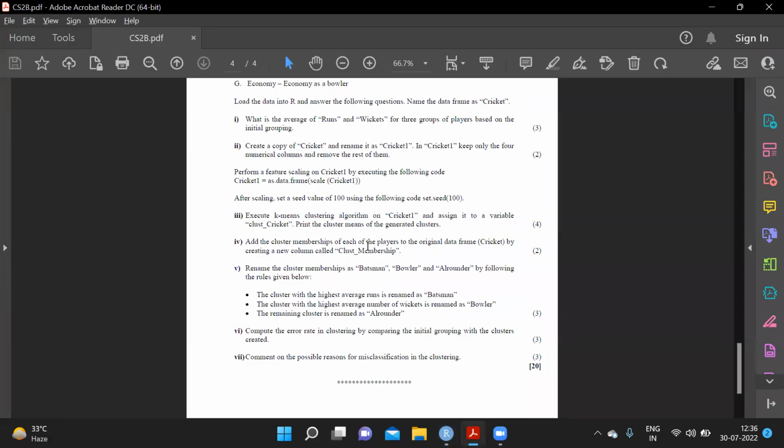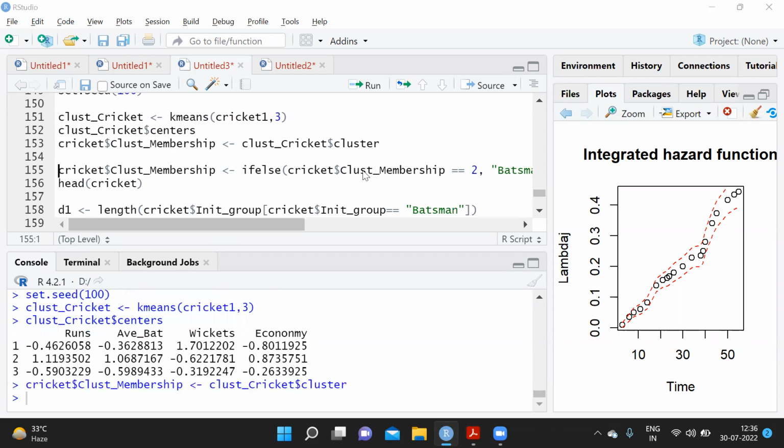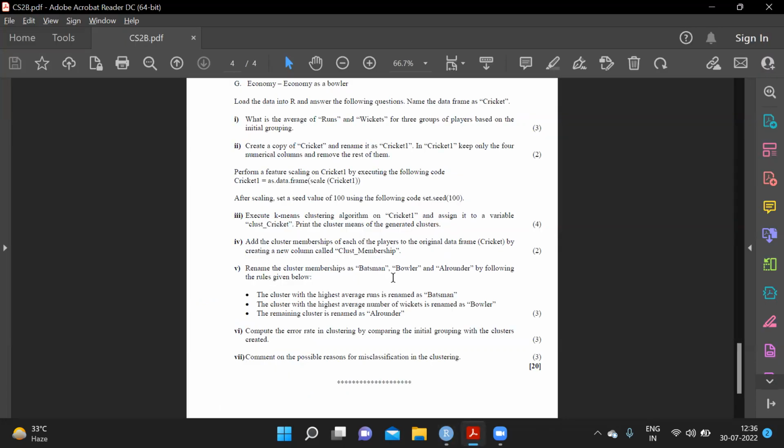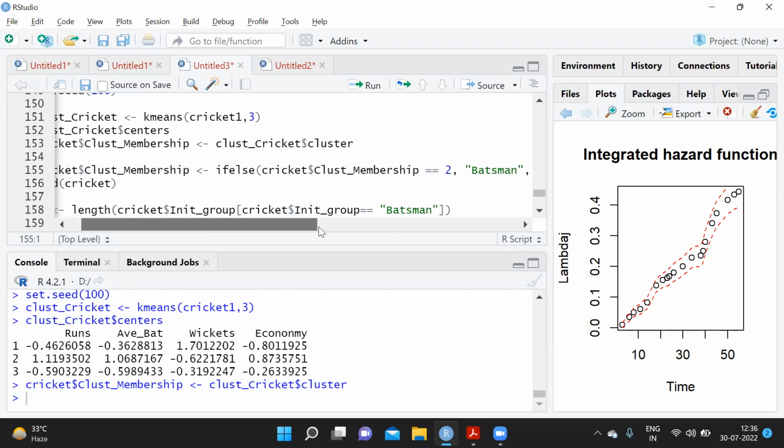Then we've been told to add the cluster memberships of each of the players to the original data frame by creating a new column, class membership. So cricket dollar class membership, and I stored the cluster inside this. Then we rename the memberships as batsman, bowler by the following rules. The cluster with the highest average runs is named batsman. So the highest average runs is for cluster 2, so cluster 2 will be renamed as batsman.